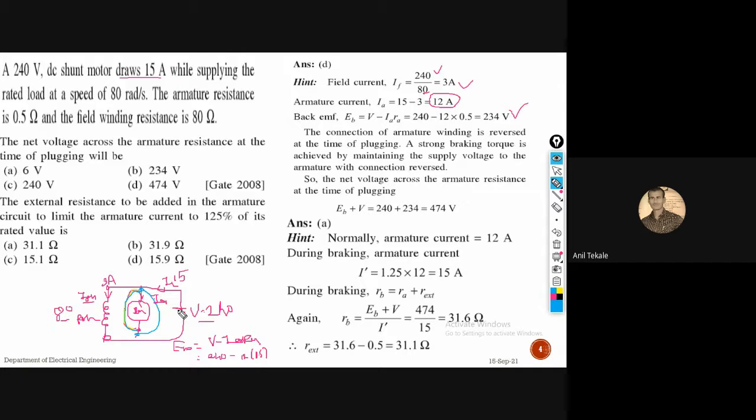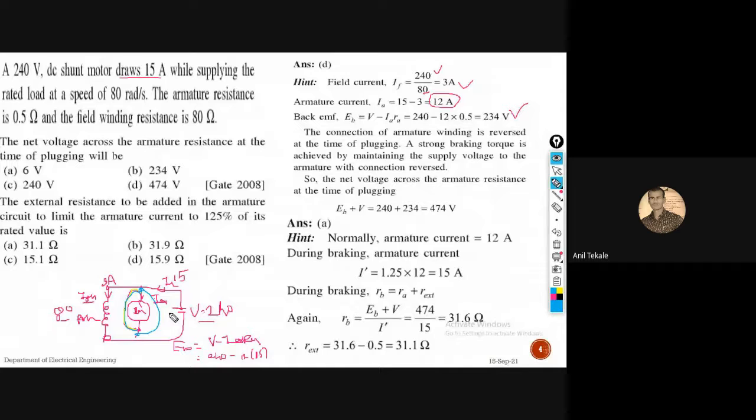Plugging is a reversal in the connections, that is, the armature winding connections. Whenever the connections are changed, the braking torque will achieve its maximum. Why? Because while we are doing a reversal in connection, it needs to maintain the supply voltage given to the armature. That's why a strong braking torque will be achieved.